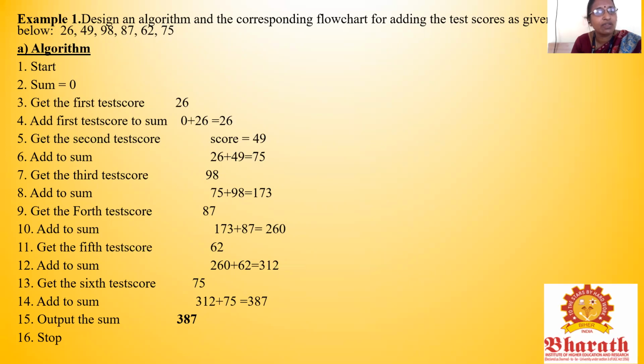Get the fourth test score value, that is 87. Add it to the partial sum, and the partial sum will now become 260. Get the fifth test score, that is 62. Add it to the partial sum value, and that will give you 312.